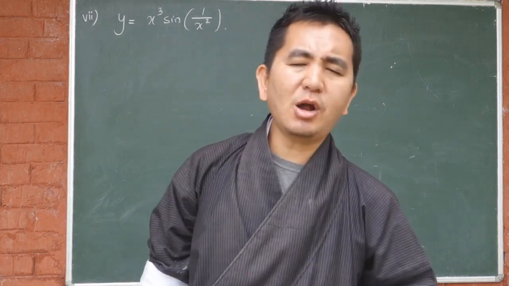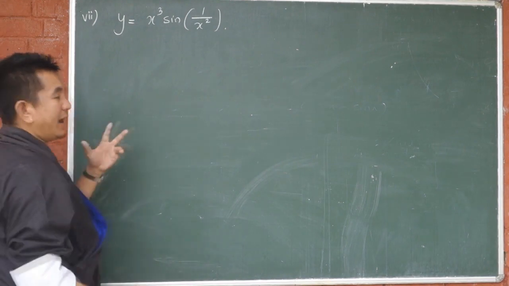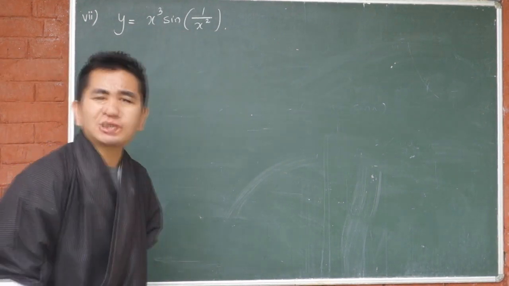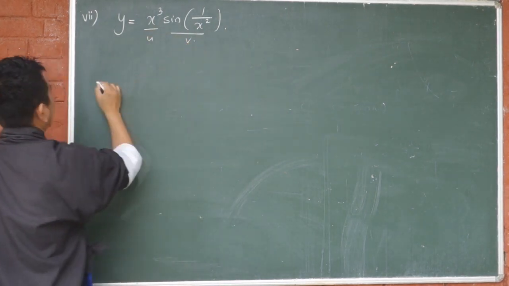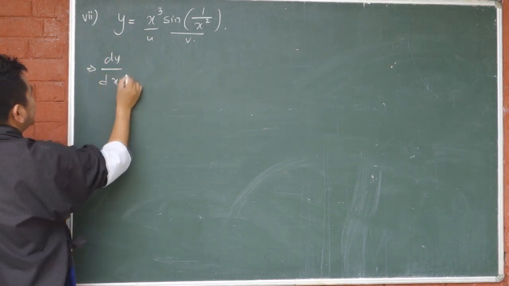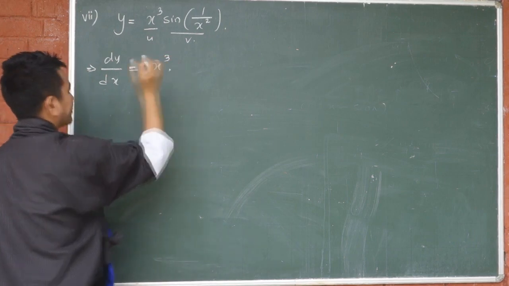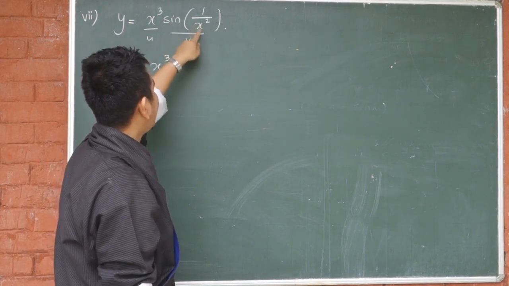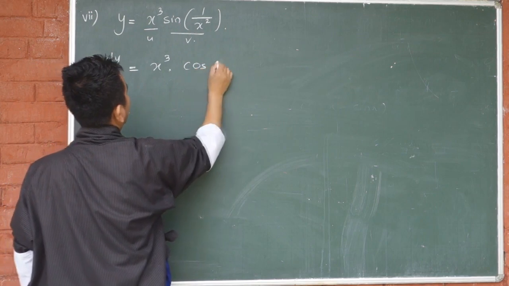Okay, let's go with the Roman number 7 now. When it comes to Roman number 7, we have two functions. One is algebraic, one is trigonometric. So we can use the product rule. Take this one as u, take this one as v. Now please apply the product rule. dy by dx is equal to keep u as it is, differentiate v. But in order to differentiate v, we have two functions, sine and 1 by x squared. What's the derivative of sine x? Cos x.